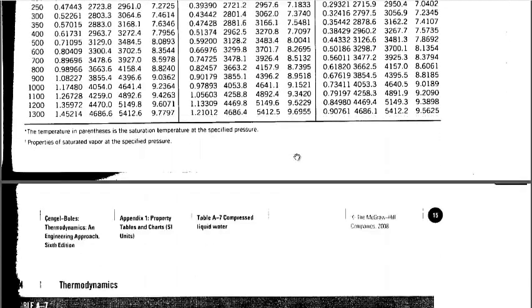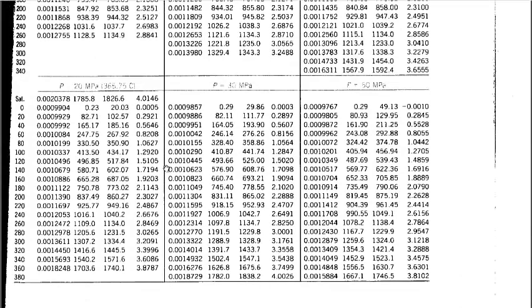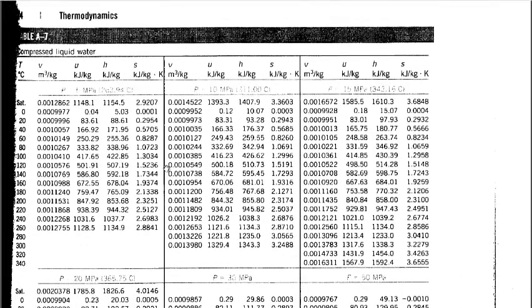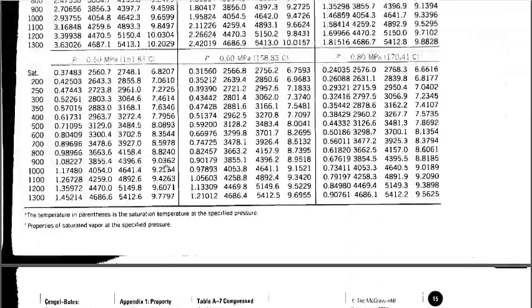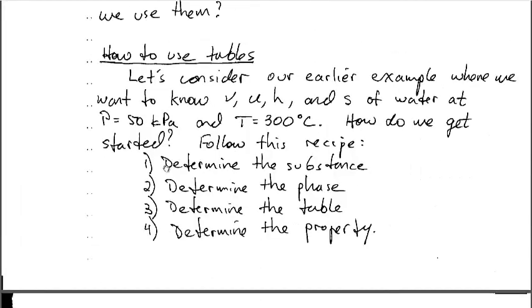Okay, so then finally the last table that I'll briefly talk about is table A7. This is the compressed liquid water table. This is if we're to the left of the saturated liquid line. So one thing to note here is that the pressures are very high, 5 megapascals, 10 megapascals, 15 megapascals. We'll talk about that a little bit later on. And then the last water table is table A8, which I didn't even include in the discussion just because we very rarely ever use table A8, if ever, during this semester.